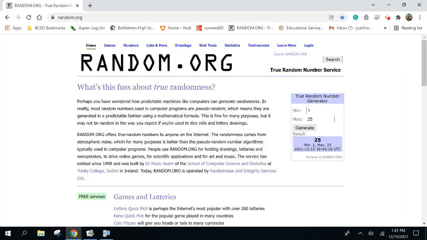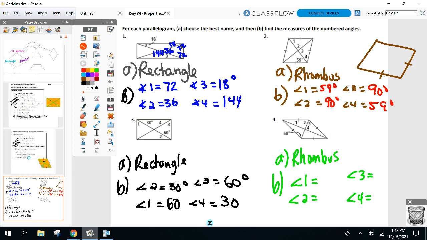4 is 19. Oh, well, so the one that's like 24 is 58.